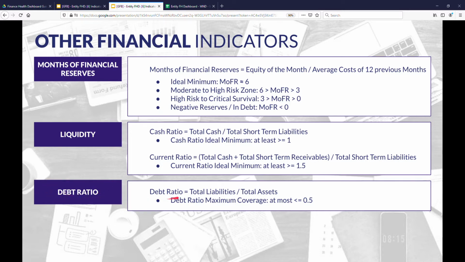Debt ratio is total liabilities divided by total assets. So at most, the result should be 0.5, because we don't want 50% of your assets to be equal to your debt. That would mean that if you needed to pay your debt immediately, you wouldn't want 50 or 60 or 70% of your assets just to cover all of the debt, because that would mean there is quite an issue.